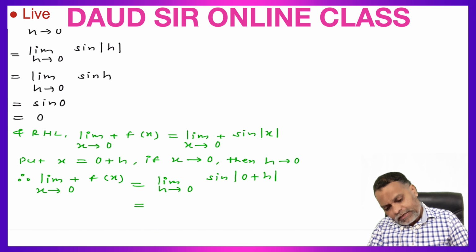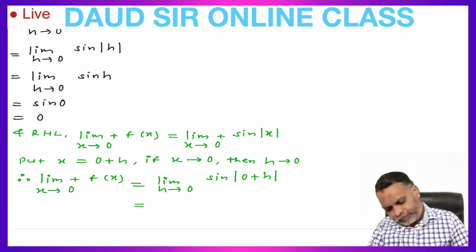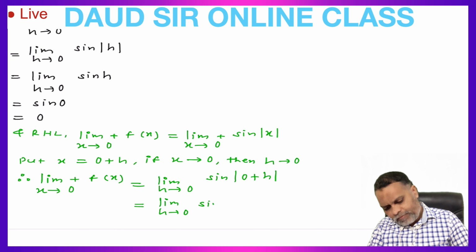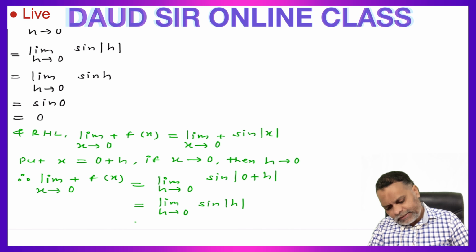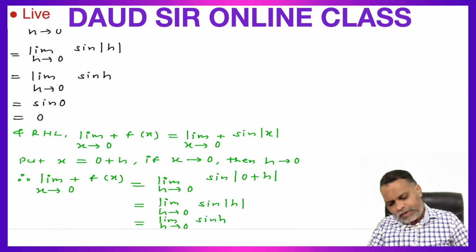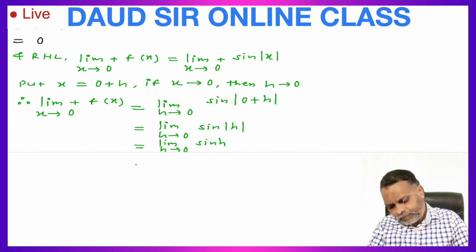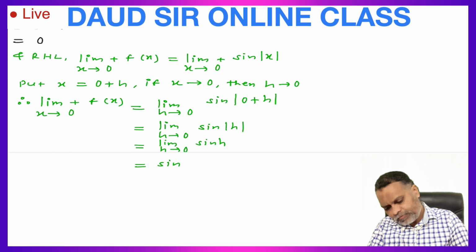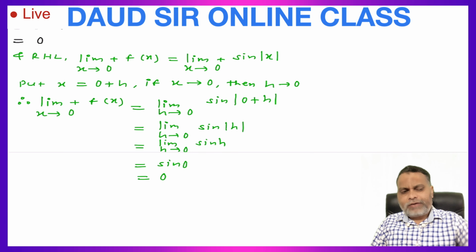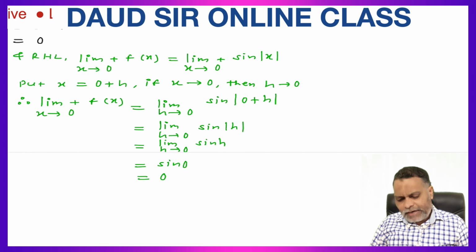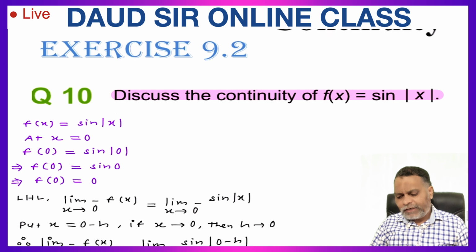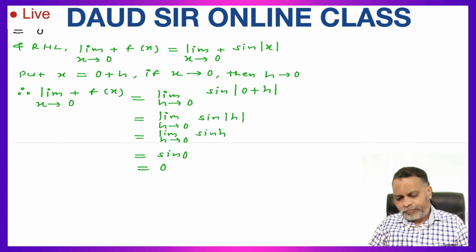Simplify this. Limit h tends to 0 sine mod of h, and this h is a very small quantity, so we can take sine h only. Substitute h is equal to 0, so this is sine 0 and the value of sine 0 is 0. So clearly we can notice right hand limit 0, left hand limit 0, and the value of function at x is equal to 0.